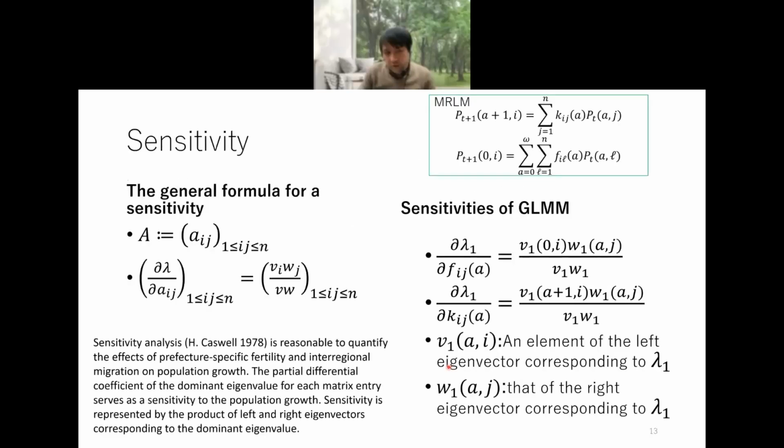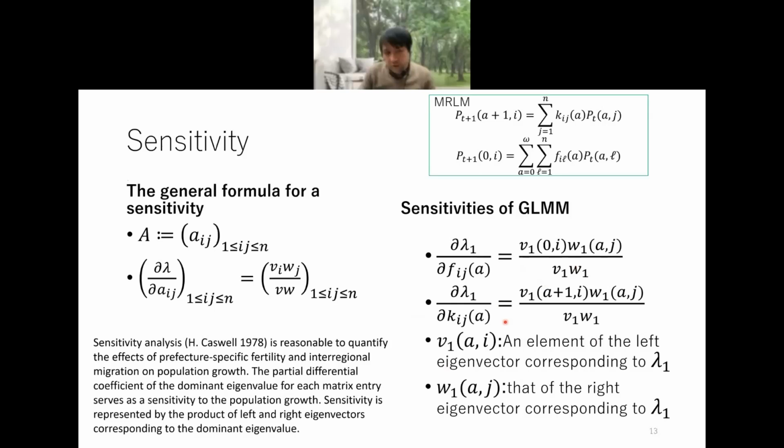So I have to explain the sensitivity. The sensitivity is reasonable to quantify the effect of prefecture-specific fertility and interregional migration on population growth. The partial differential coefficient of the dominant eigenvalue for each matrix entry serves as a sensitivity to the population growth. Sensitivity is represented by the product of the left and right eigenvectors corresponding to the dominant eigenvalue, like this.